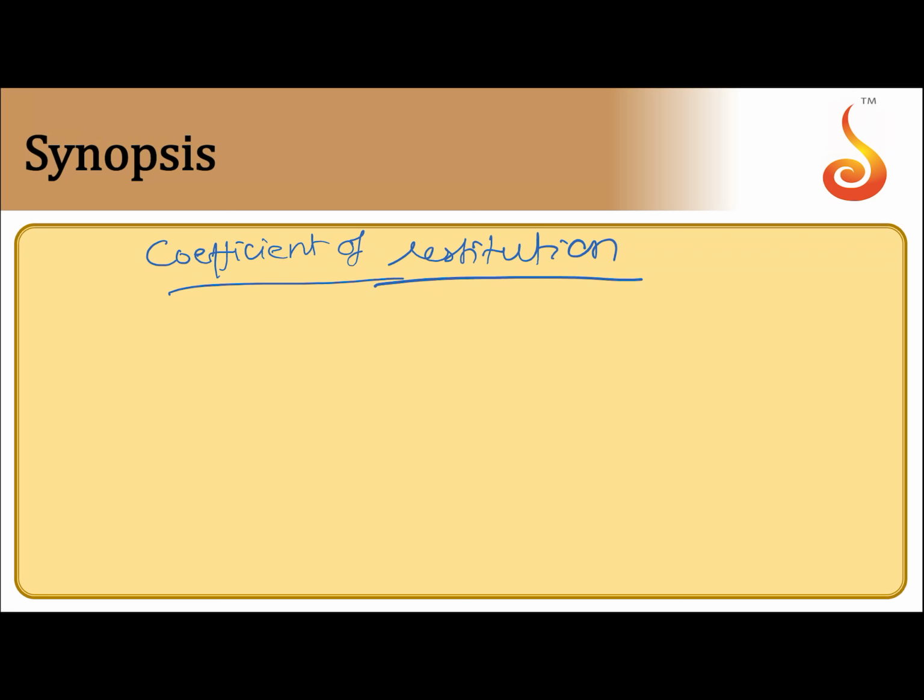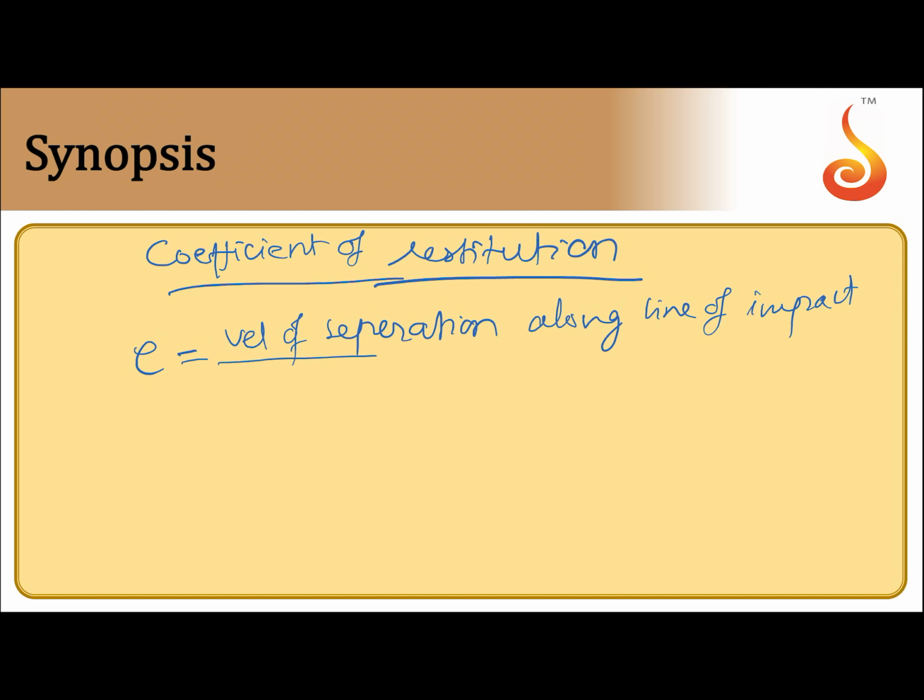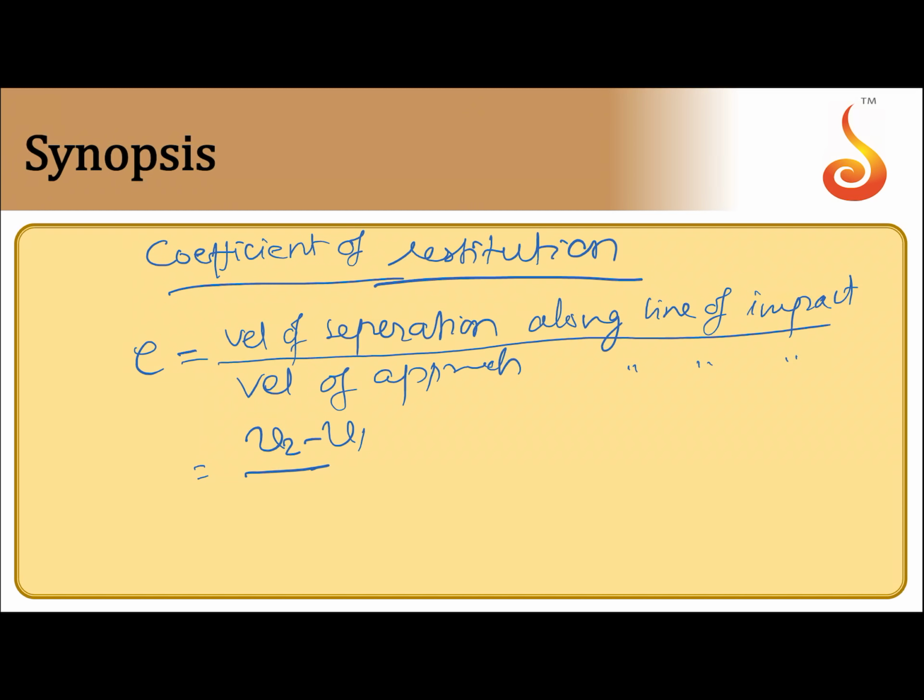This coefficient of restitution is defined as the velocity of separation along the line of impact divided by the velocity of approach along the line of impact. That is nothing but V2 minus V1 divided by U1 minus U2.